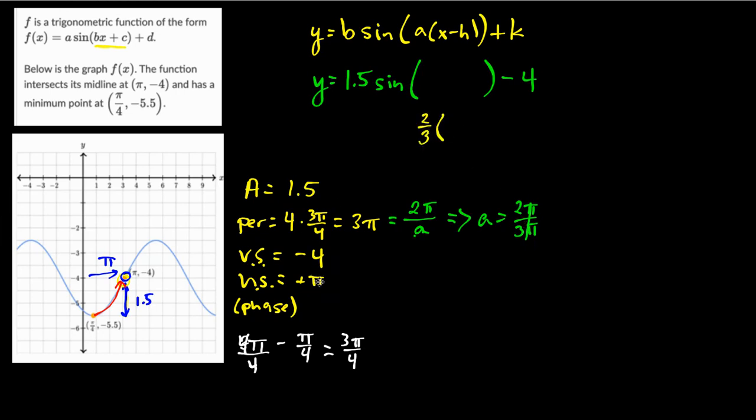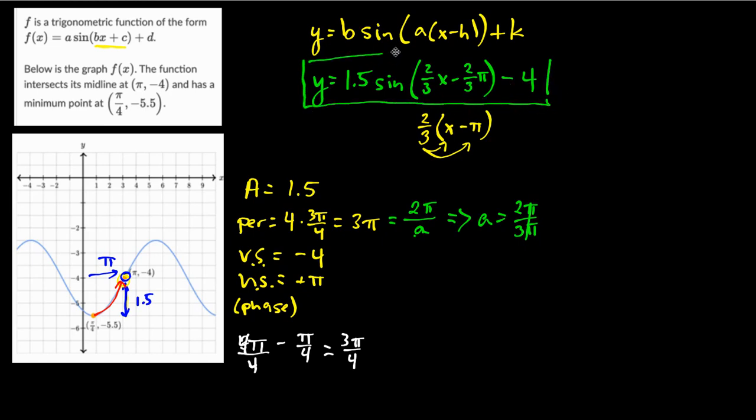Then the horizontal shift we said is plus pi. So this is going to be x minus pi. And then the form they asked for did not have parentheses, x minus h. It was bx plus c. So really all that means is we need to just distribute this in. So 2/3 x, and then it says plus c, but c is actually going to be a negative number here, minus 2/3 pi, or 2 pi over 3 if you'd rather. And there is an equation that fits what they asked us for, and you can certainly check that out on Desmos to make sure that it matches.